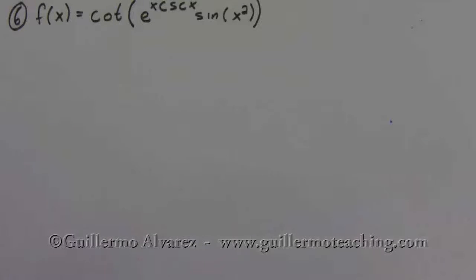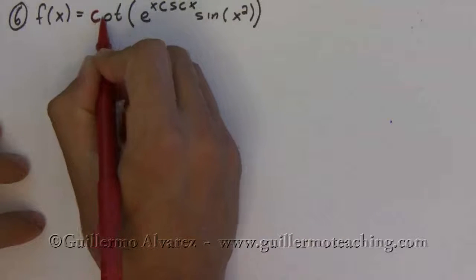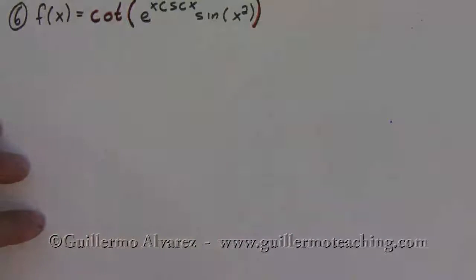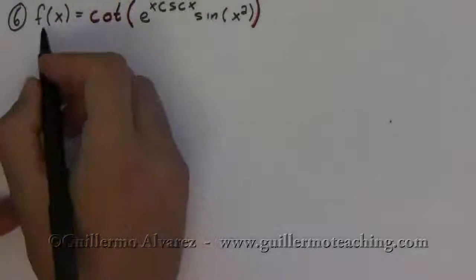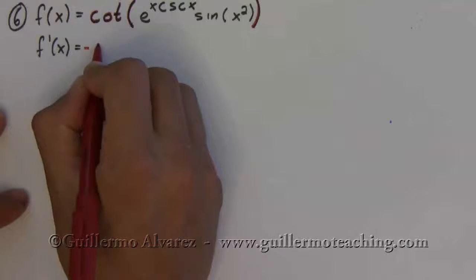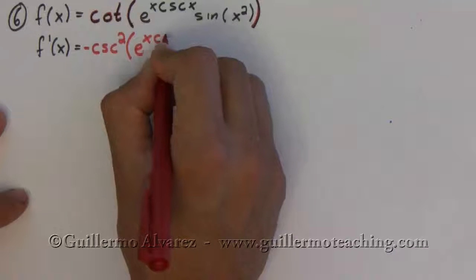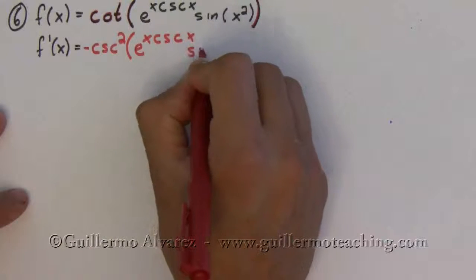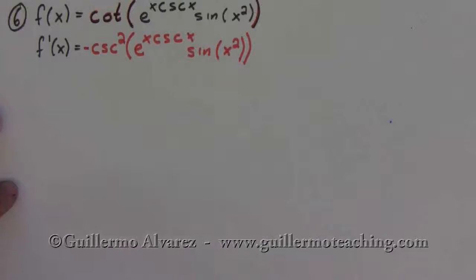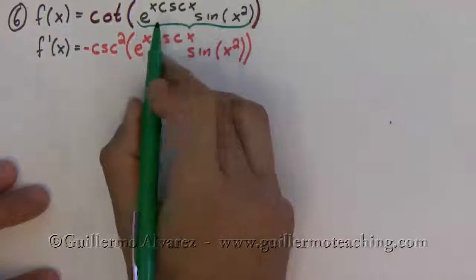Okay, so to do this problem, we have to use the chain rule multiple times. The first thing, you realize that the outside function is cotangent. And the derivative of cotangent is negative cosecant squared. So we get the derivative of that, and then remember that we leave the inside alone. The inside, we don't even touch it. We just leave it exactly how it was. Okay, and then we move in one level.